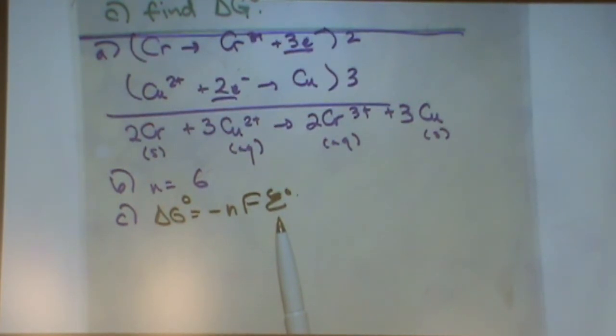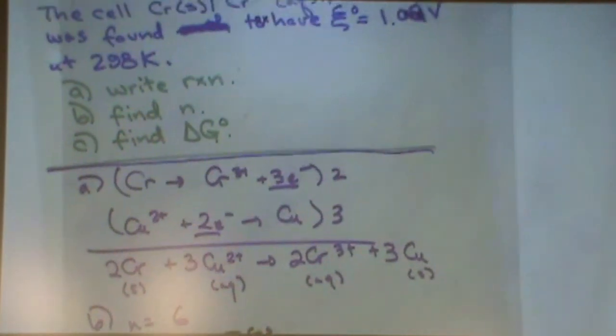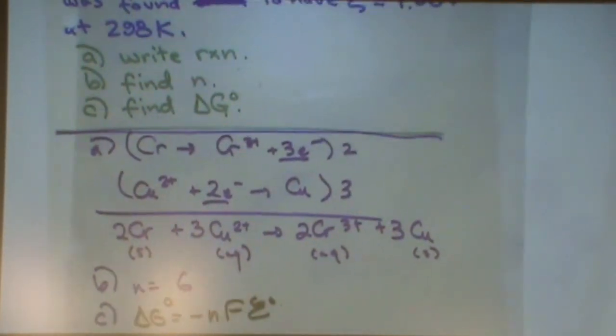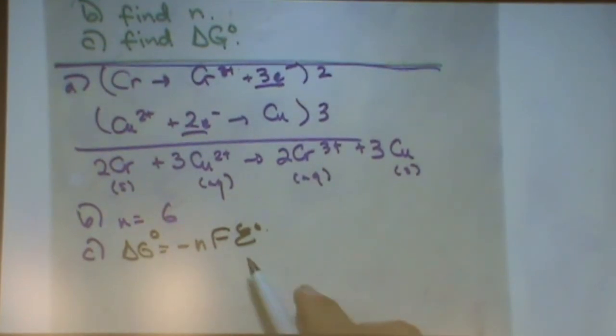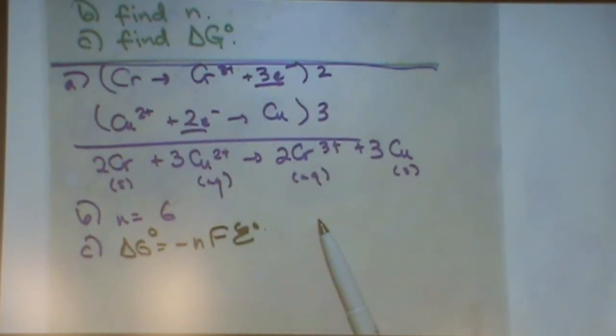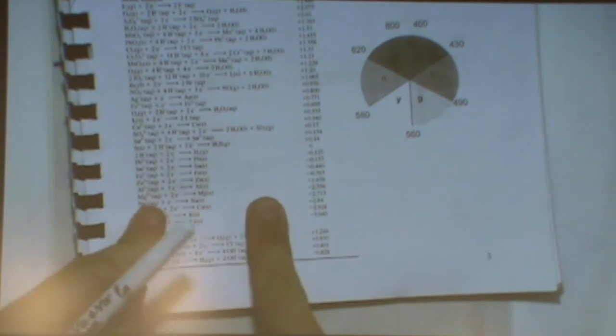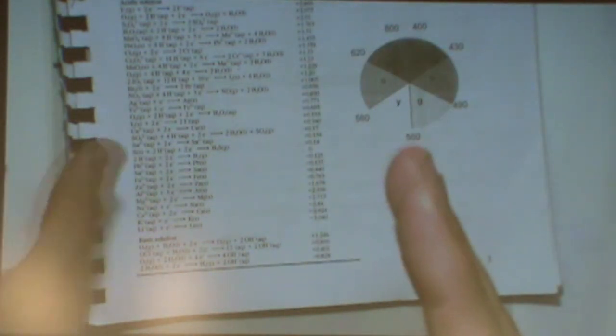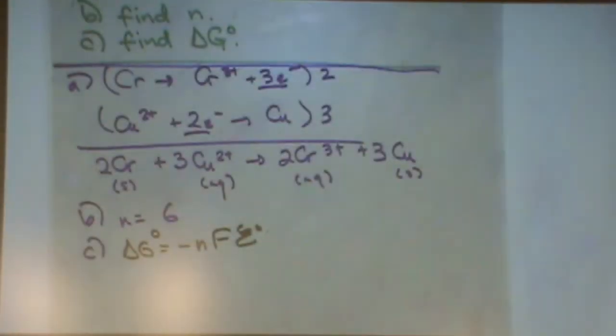If it has the state symbol, in this case it was given to me, right there. But if it wasn't given, how do I find the E with the state symbol? From tables. Yeah, from the reduction potential table here. If the E has a state symbol, you get it from the table. If the E does not have a state symbol, you get it from the Nernst equation. We'll talk about Nernst in just a second.